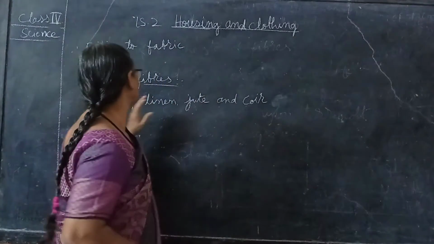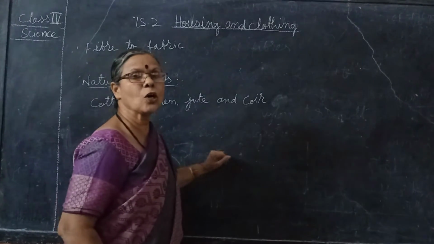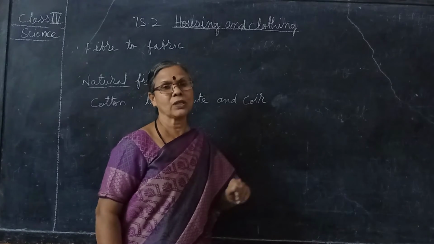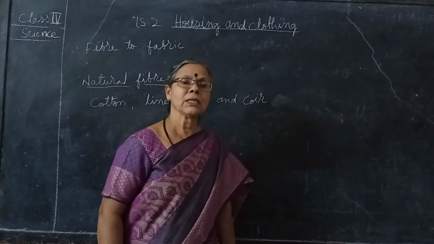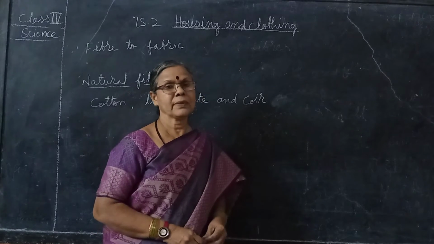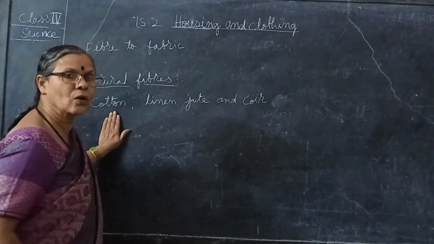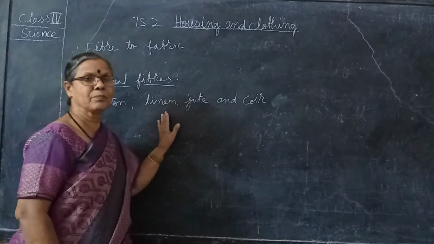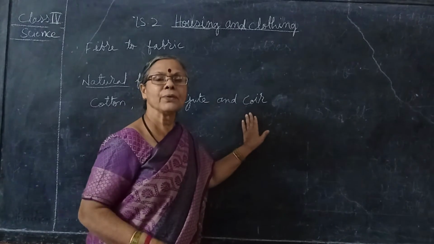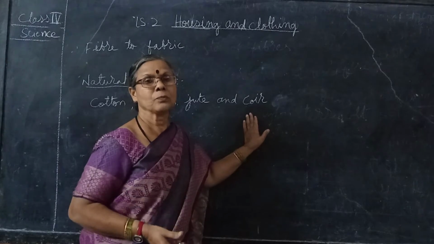Let us learn about the natural fibers. What are natural fibers? Natural fibers are obtained from plants and animals. What are they? We get cotton from the cotton plant, linen from the flax plant, jute from the jute plant, and coir. Coir we get from the coconut shell. They will be beaten and separated to make many things.